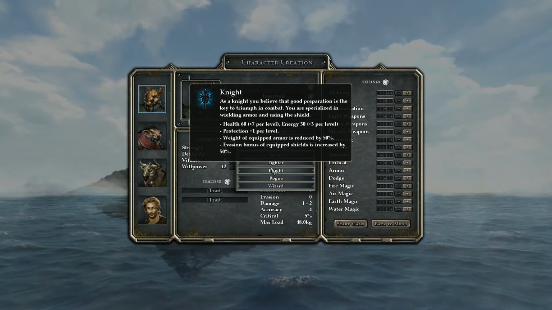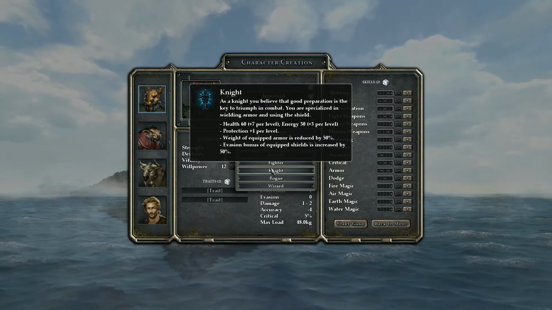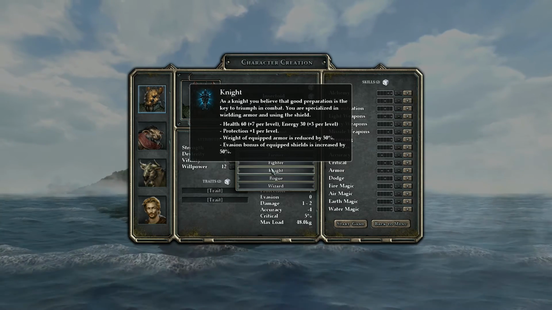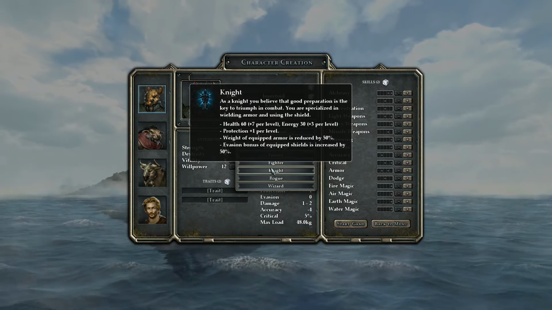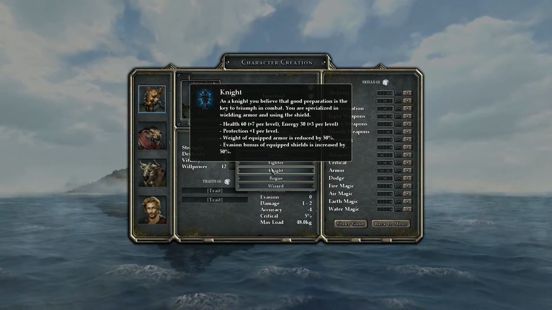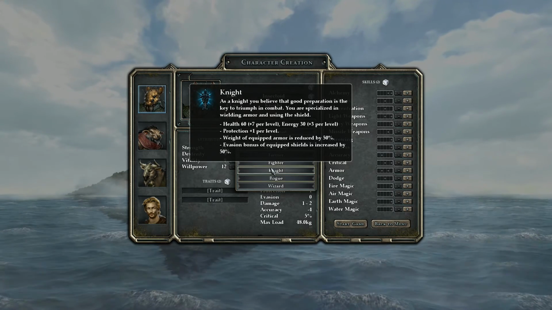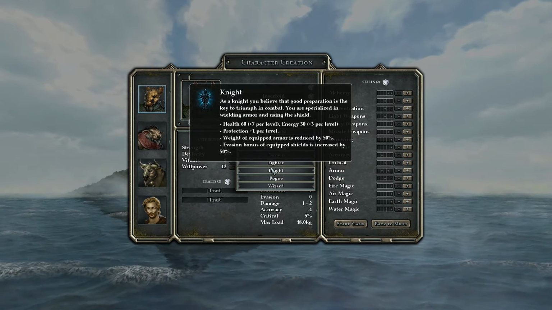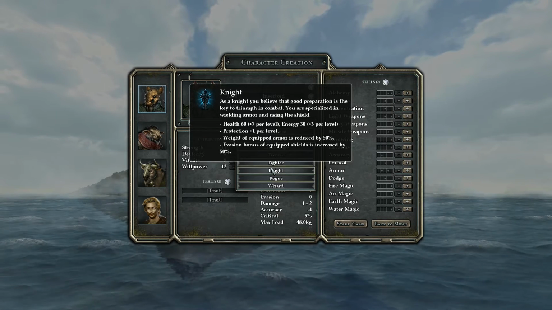Knight. As a knight, you believe that good preparation is the key to triumphant battle. You are specialized in wielding armor and using the shield. Health 60, plus 7 per level. Energy 30, plus 3 per level. Protection plus 1 per level. Weight of equipped armor is reduced by 50%. Evasion bonus of equipped shields is increased by 50%.